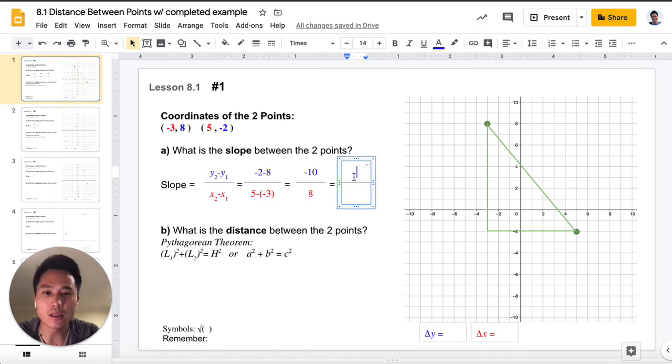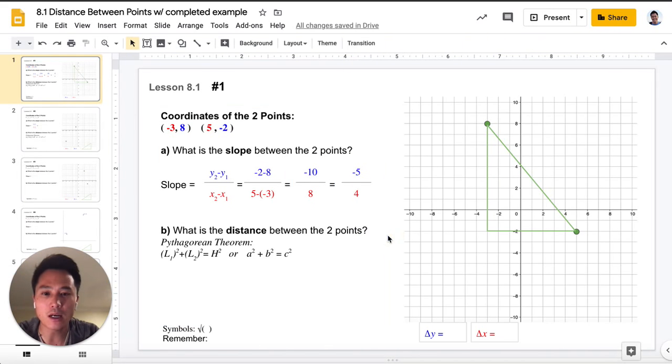I can simplify this further. Both of these numbers can be divided by 2. So divide the numerator by 2, -10 divided by 2, and I will get -5. Denominator, 8 divided by 2, and I will get 4. That's the furthest that I can simplify this fraction. So my slope between these 2 points is -5/4. I know the slope is negative because looking from left to right, we're going on a downhill.